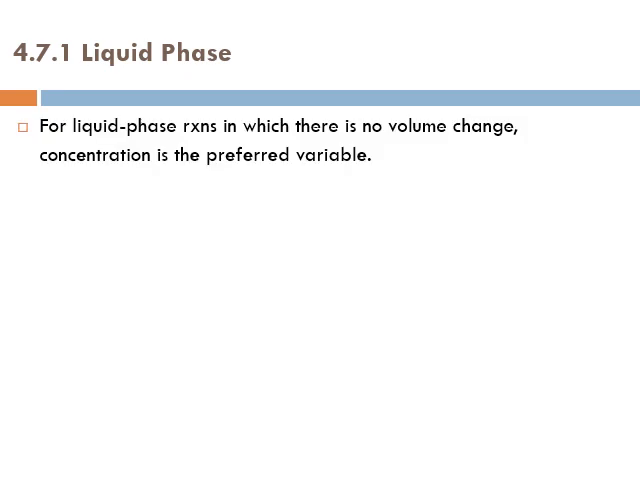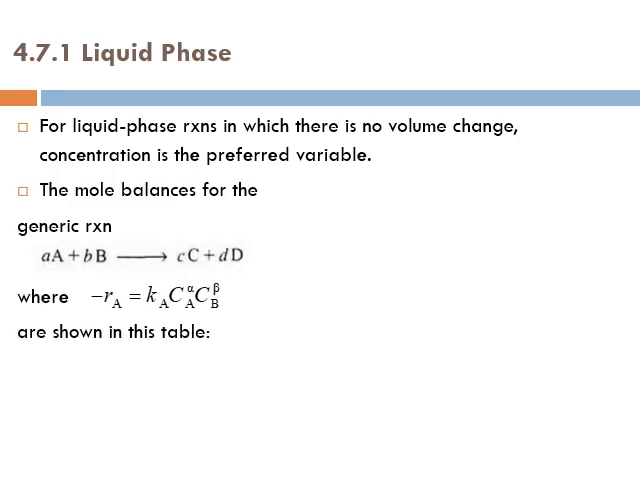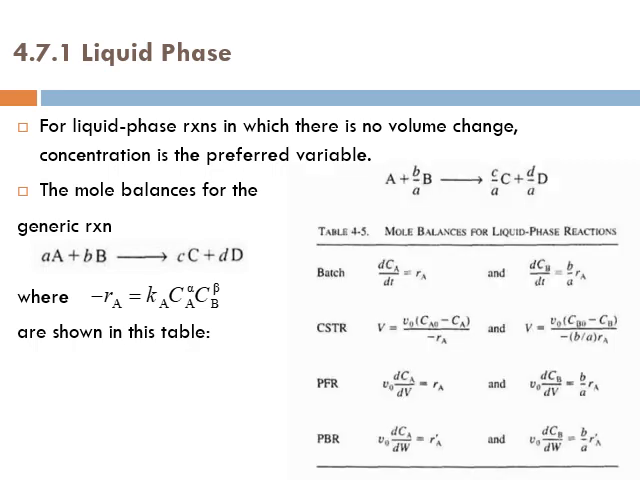Okay, let's start with the liquid phase. For liquid phase reactions in which there is no volume change, concentration is the preferred variable. The mole balances for this generic reaction, where you have this rate law, are shown here. For example, for a batch reactor, it's dCA by dt equals rA. For B, you write dCB by dt equals rB, which is b over a times rA. For a CSTR, it's V equals v0 (CA0 minus CA) divided by minus rA, and the same thing you write for B. And for a plug flow reactor, it will be v0 dCA by dV equals rA, and so on.